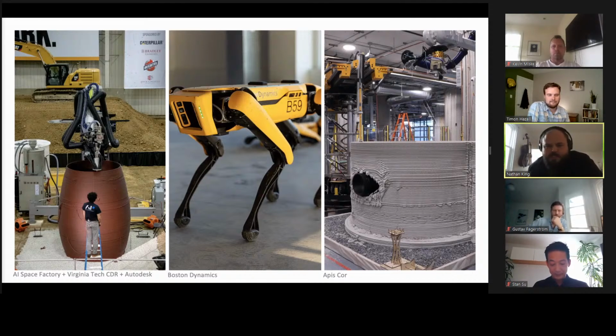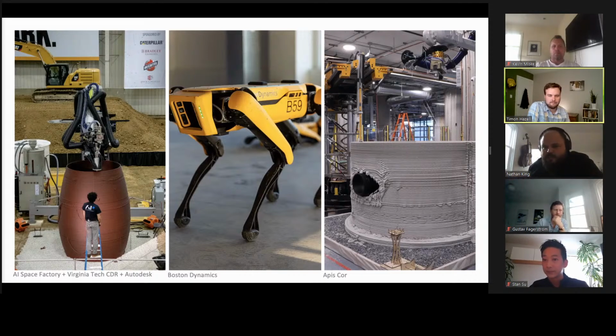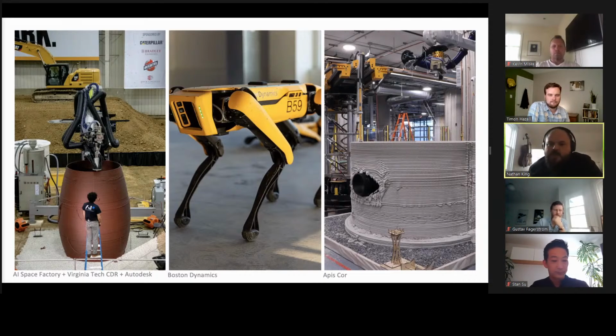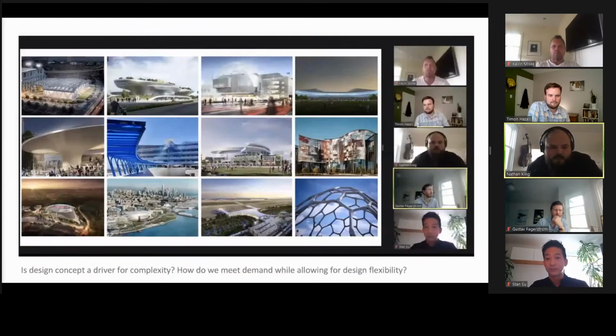We have Boston Dynamics creating pretty incredible robotics technology that's looking for an application. So we have technology producers that need collaboration with the construction industry to create innovation. And then we have people developing construction-specific equipment, like this yellow machine on the right-hand side, which was developed by Apis Cor to 3D print concrete.